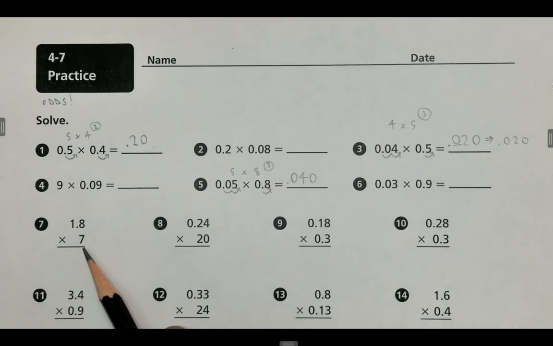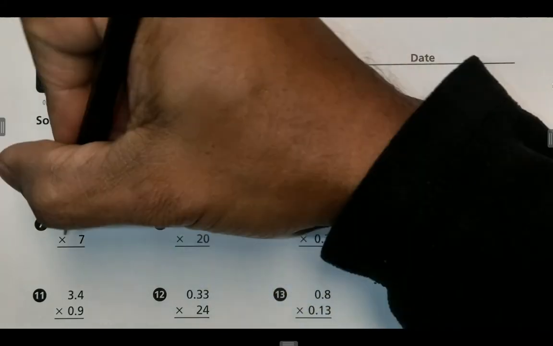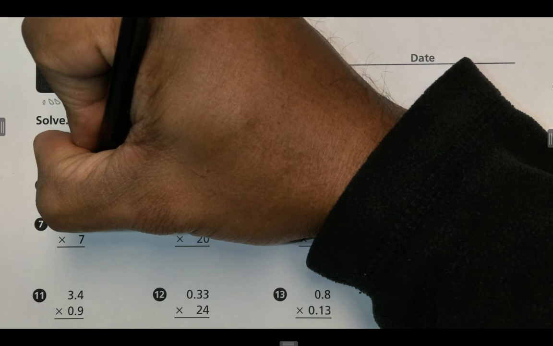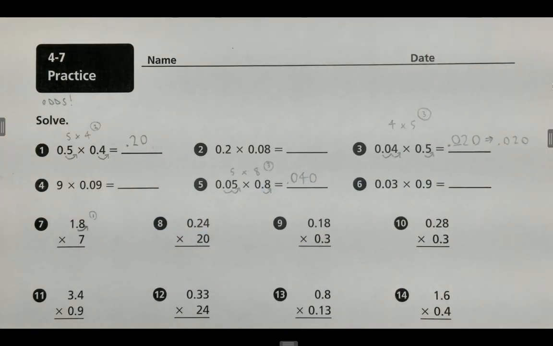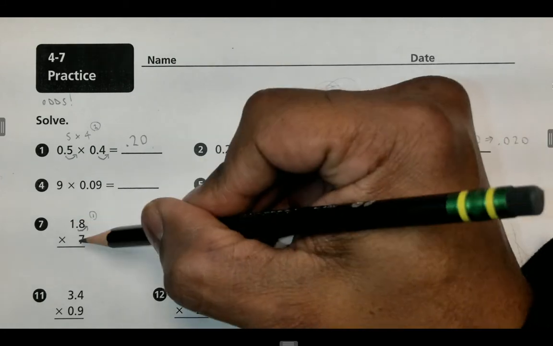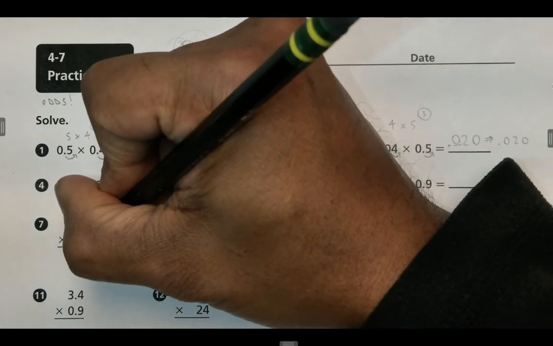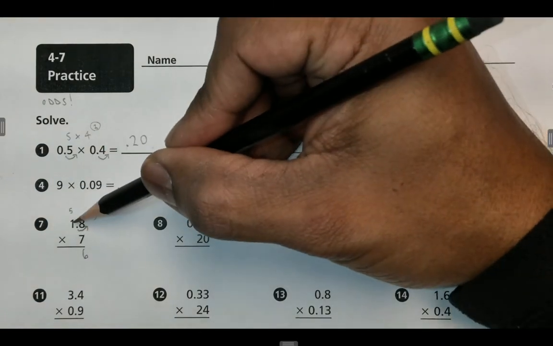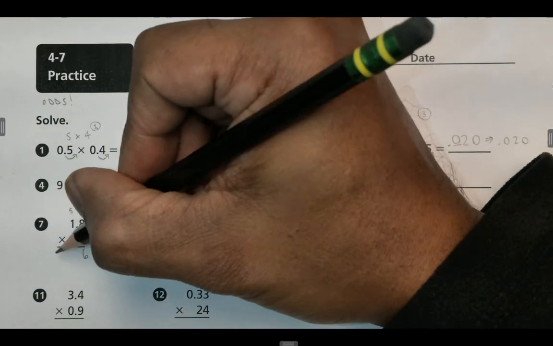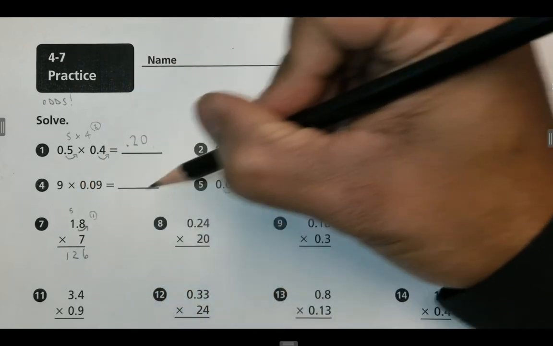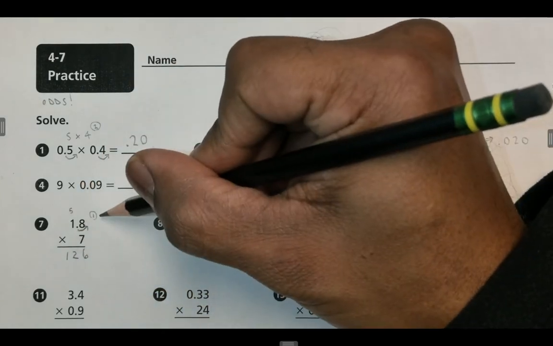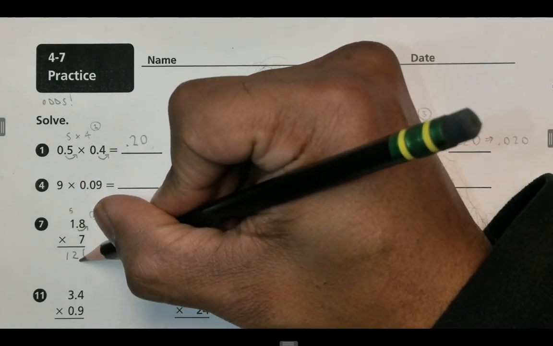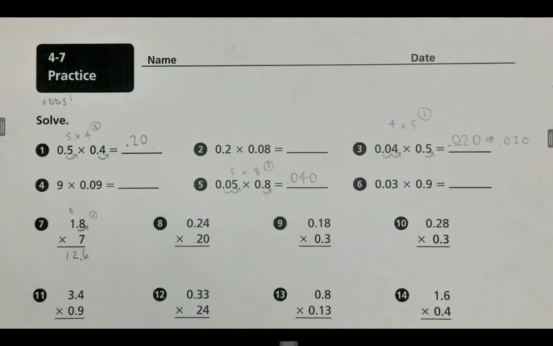Number 7, clear out the decimal point. Count our pushes. Whoop. 1 push allows us to solve this problem as if it's 18 times 7. 7 times 8 is 56. 6 comes down, 5 gets carried. 7 times 1 is 7, plus the 5 is 12. Now, we're going to come in 1 place from the end to insert the decimal point. 12 and 6/10.